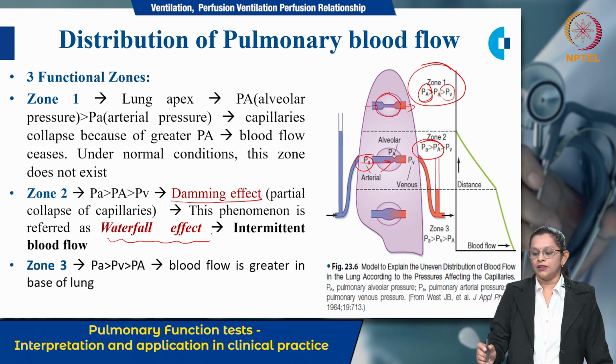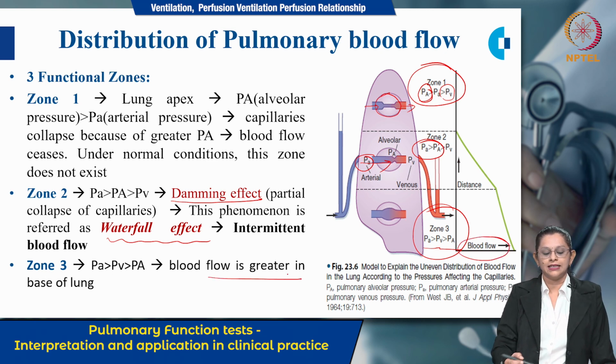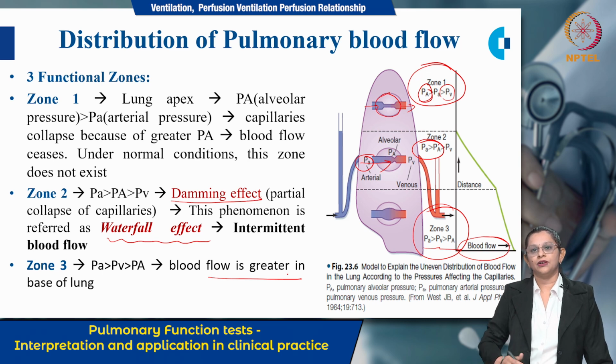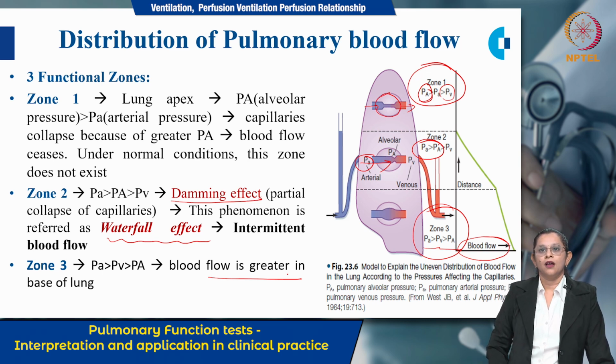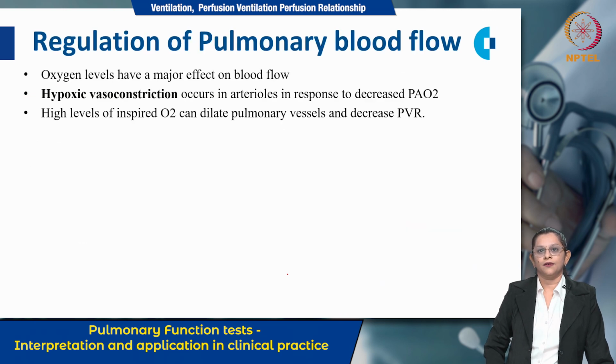Zone 3 portion of the lung, here you can see the arterial pressure is greater than the venous pressure, which is greater than the alveolar pressure. Which means the capillaries remain open at all times and there is continued flow of blood at all times, and the blood flow is maximum at the base of the lung. The blood flow is greater at the base of the lung as the capillaries remain open at all times. So the distribution of pulmonary blood flow is across the three zones, zone 1, zone 2 and zone 3, with the maximum blood flow in zone 3 or the base of the lung.